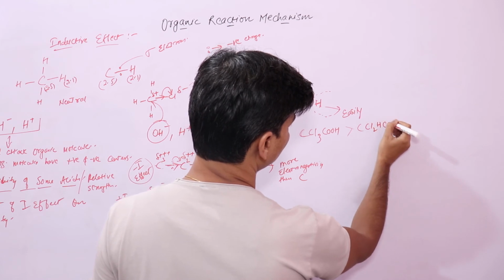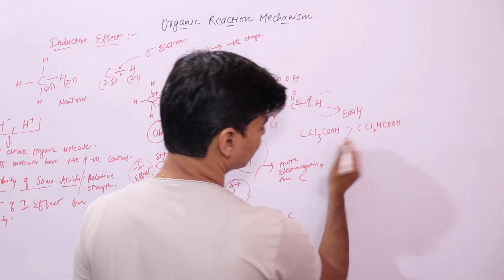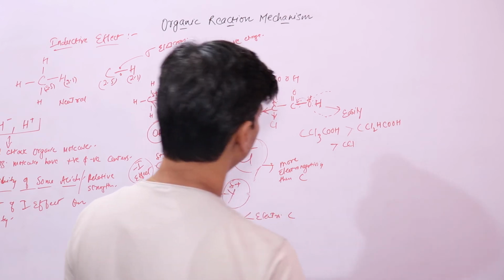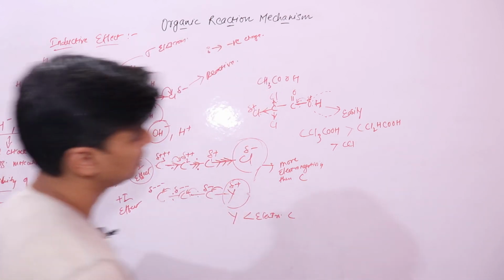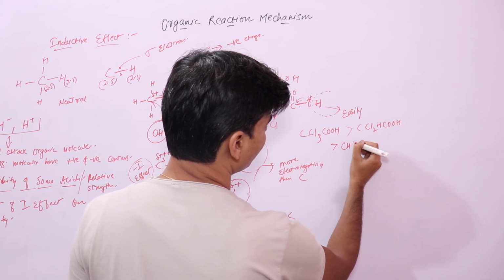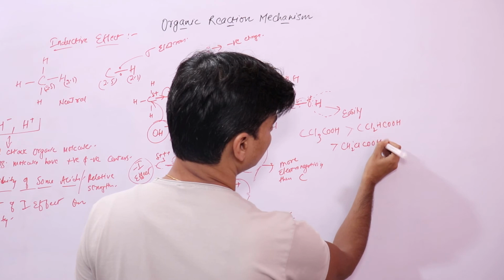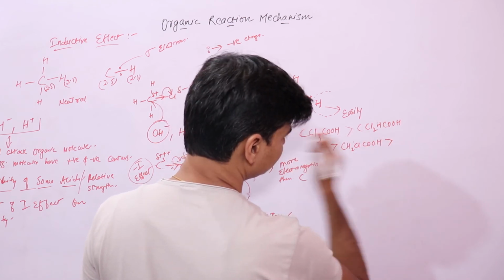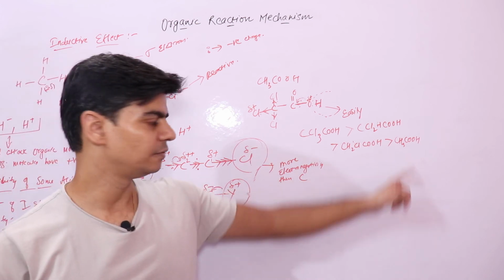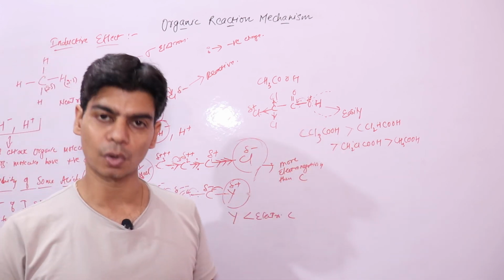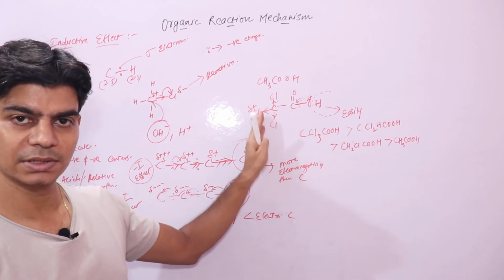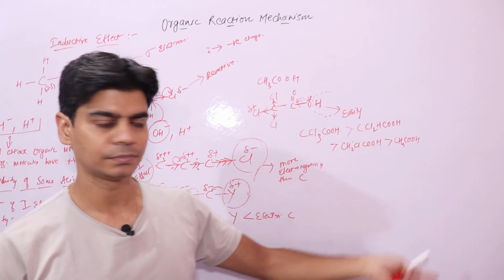whereas CHCl2COOH is weaker than this. Then you have CH2ClCOOH, greater than CH3COOH. This is the weakest acid. Acetic acid is the weakest acid, whereas trichloroacetic acid is the strongest acid. Why is it the strongest acid? Because it can attract the shared pair of electron towards itself, making the release of proton easier.